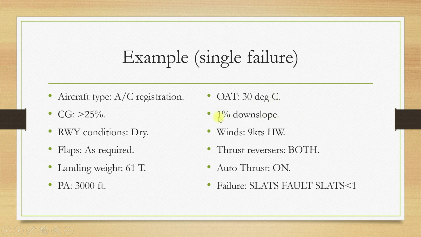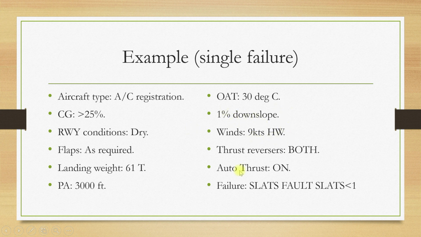Now, you will not be given the downslope in percentage. In a real scenario, you'll have to do this calculation. To do this calculation, you have to go to the airport chart, and therein you can find the elevation of the two ends of the runway. Subtract those, divide by the runway length and multiply by 100. Then you will get the downslope.